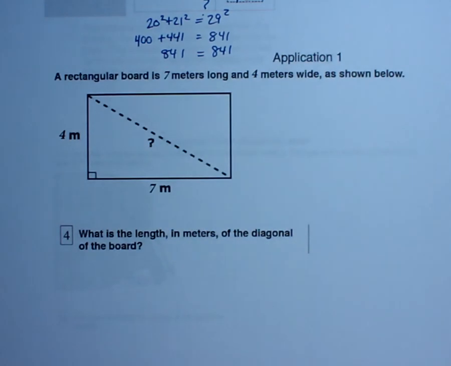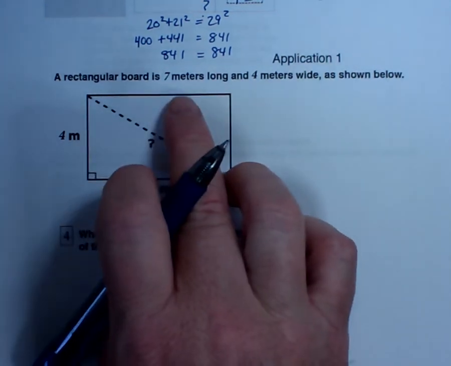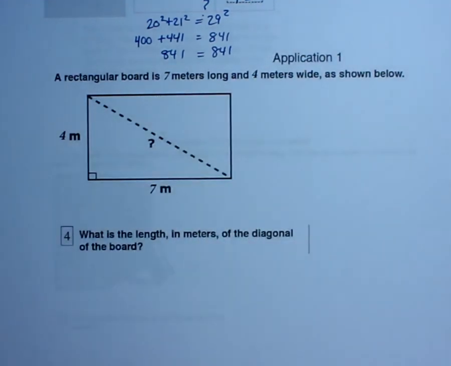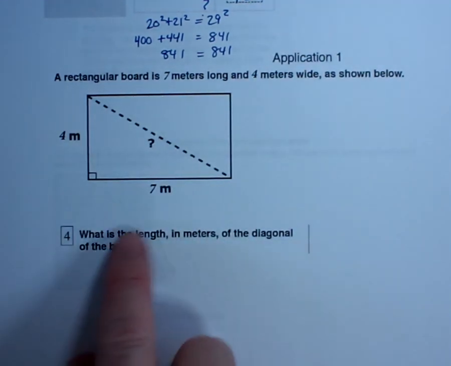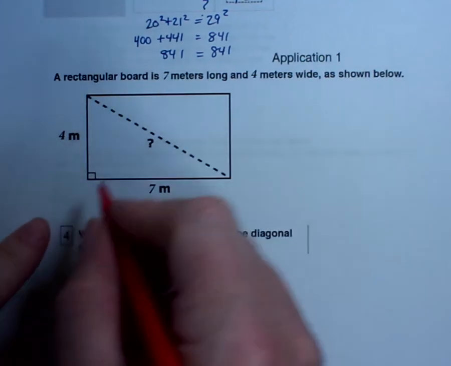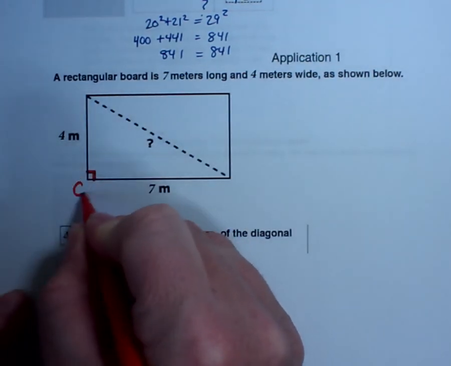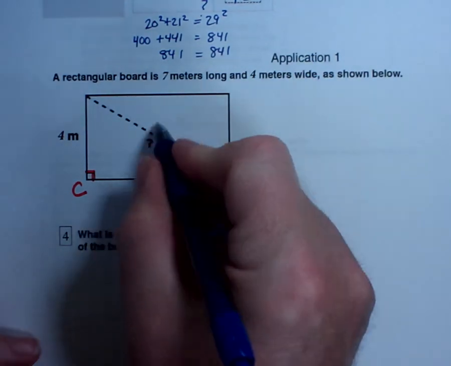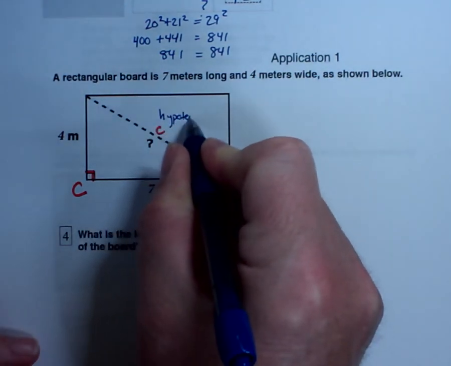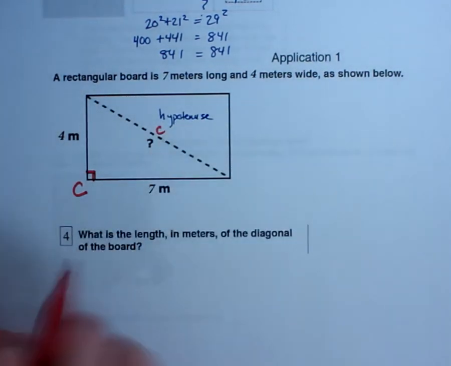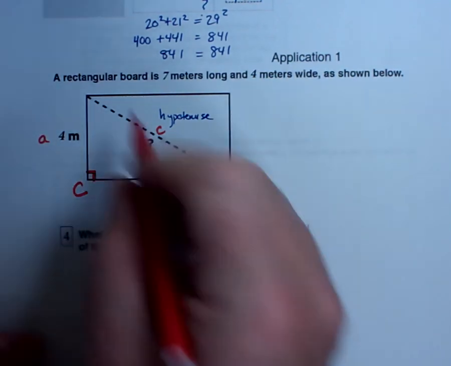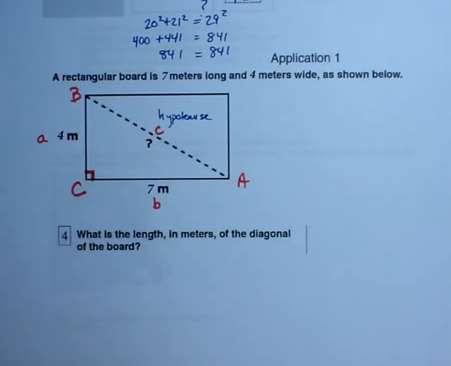A rectangular board is 7 meters long and 4 meters wide. So it looks to me like they want to know the diagonal of the board. That's the question mark. So we find our right angle, capital C. Here's your little c. That's your hypotenuse. Then we have a little leg, a longer leg, and we're ready to roll.